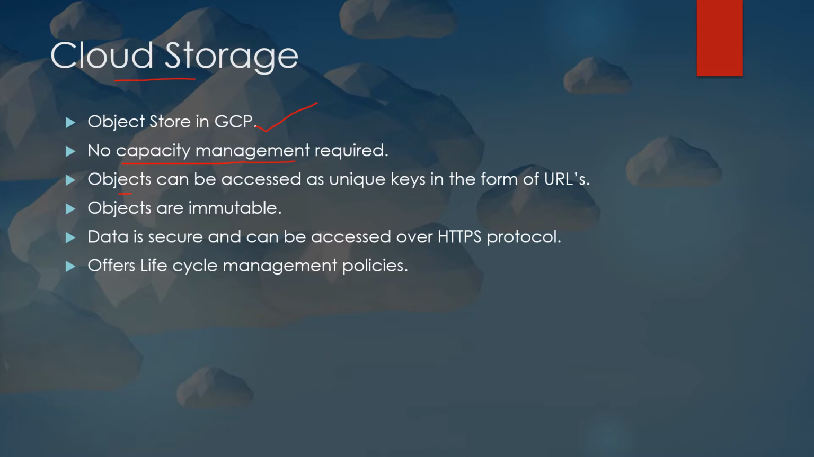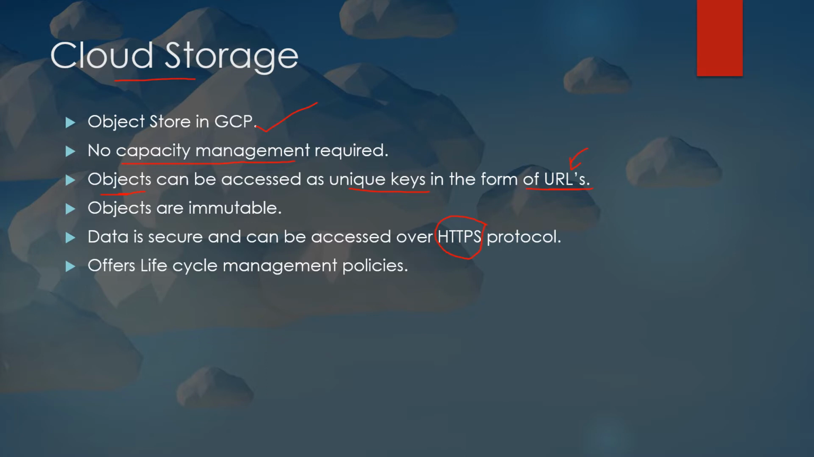Those are referred to as objects, and they have a unique key which is in the form of URLs in the Cloud Storage platform. So you can access all these files or the data that you are storing on Cloud Storage in the form of URLs. Remember that when you are accessing it in the form of URLs, these are all encrypted over the HTTPS protocol. That means these are all secured.